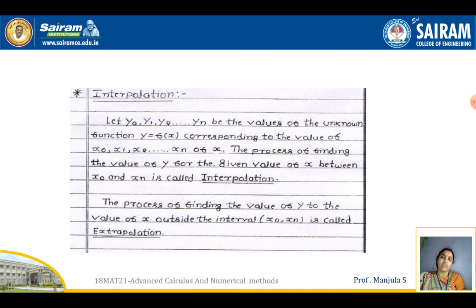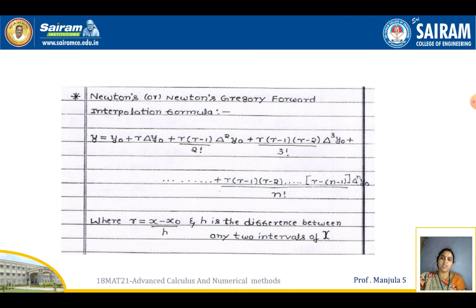They ask us to find the value of y at some particular value of x. If that value of x lies inside the given range x0 to xn, we call it interpolation. Suppose that value of x lies outside the range x0 to xn, then we call it extrapolation. The process of finding the value of y for a value of x outside the interval x0 to xn is called extrapolation.